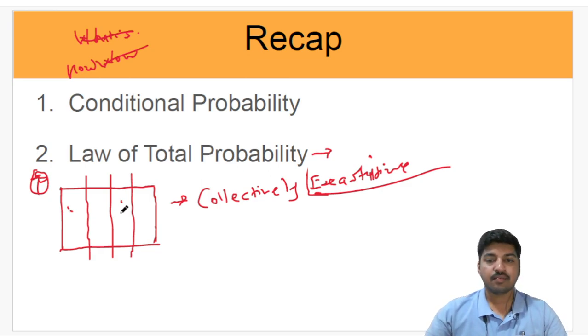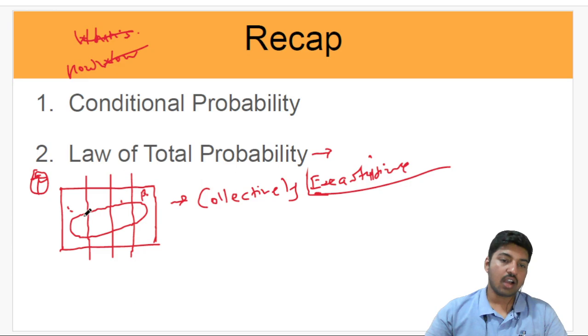Then I have another event which intersects all these events. How to calculate the probability of that event is given by the law of total probability. What is the law of total probability?